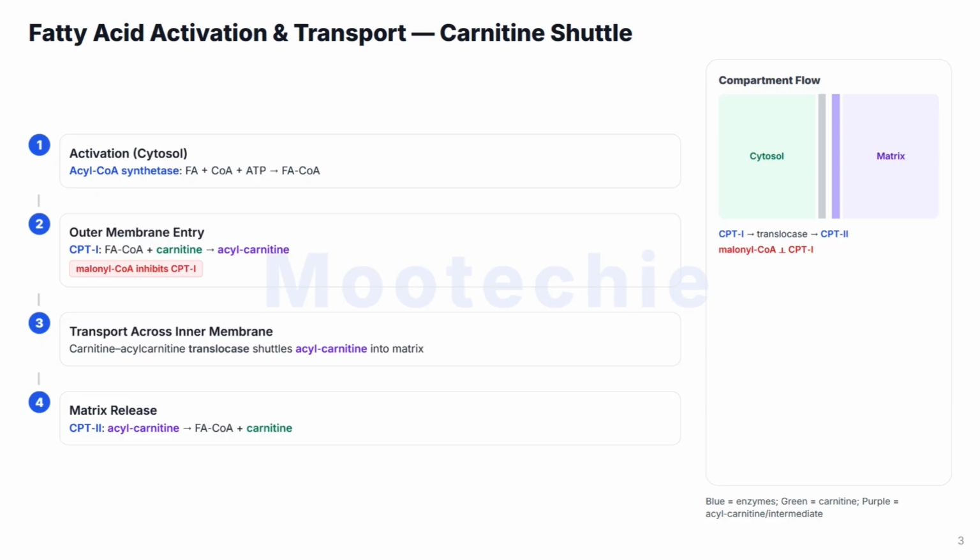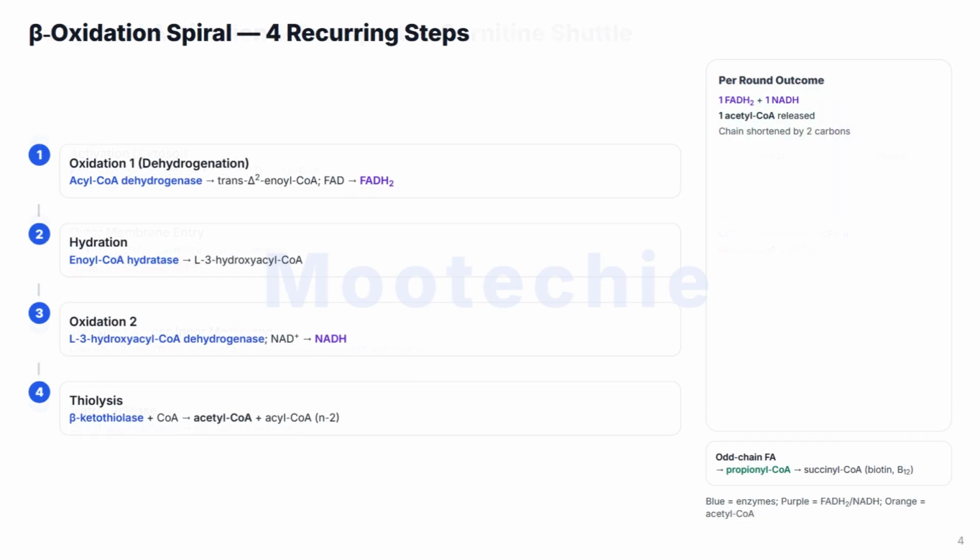A color key is provided. Blue represents enzymes, green represents carnitine, and purple represents acyl-carnitine and other intermediates. Moving forward, we reach the core breakdown process, the beta-oxidation spiral, which consists of 4 recurring steps. Step 1 is oxidation or dehydrogenation. Acyl-CoA dehydrogenase creates trans-delta-2-enoyl-CoA and reduces FAD to FADH2.